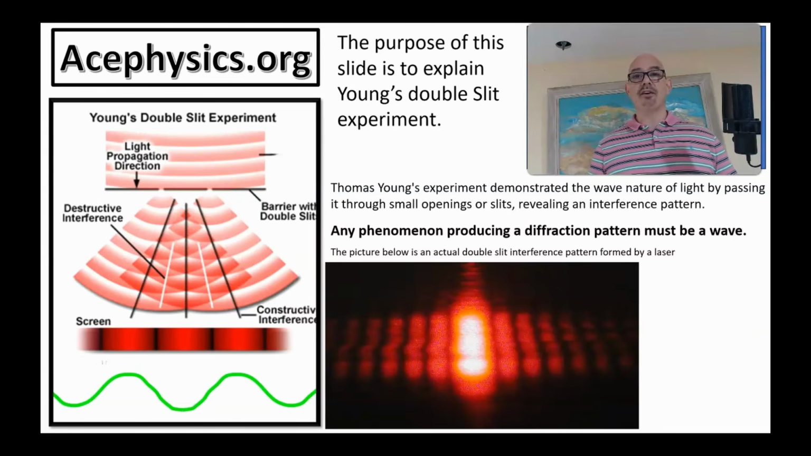And this comes from interference of the waves. Any phenomenon producing a diffraction pattern must be a wave. This is proof that light is a wave. And this is an example of an interference pattern. And this is the way light behaves. This is the way any wave behaves.